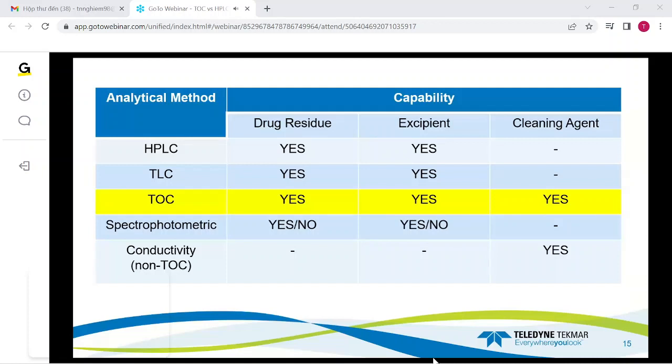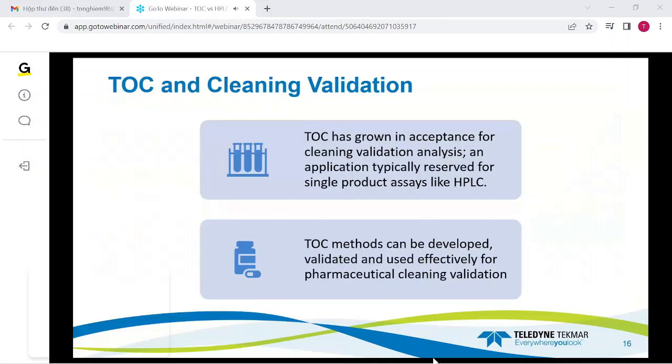So when we're in these laboratories, we want to make sure that we have a system that meets our analytical needs in detection limits and low-level detection, but is also very robust. And it's going to give us excellent capabilities across all types of sources of contamination that could arise in our cleaning validation process. So TOC has actually grown in acceptance for cleaning validation. And if there's any further investigation, that's reserved for an HPLC.